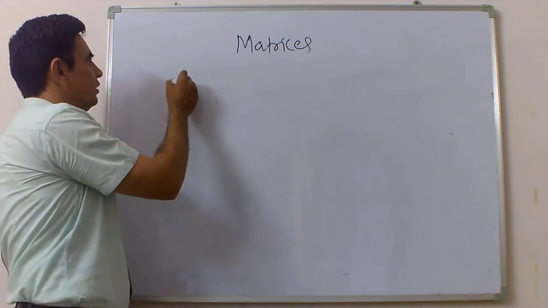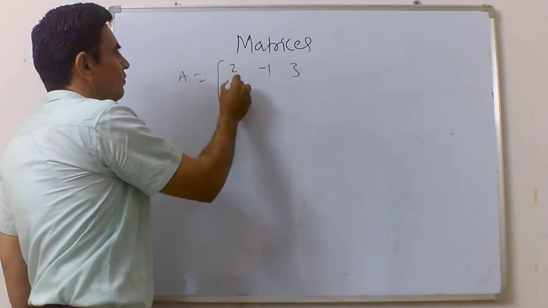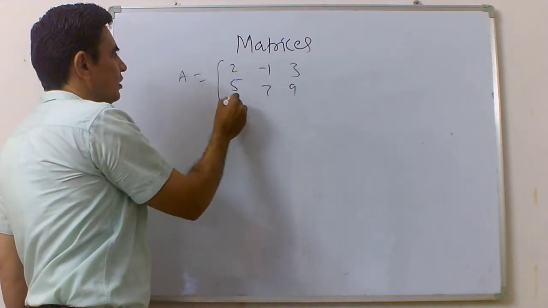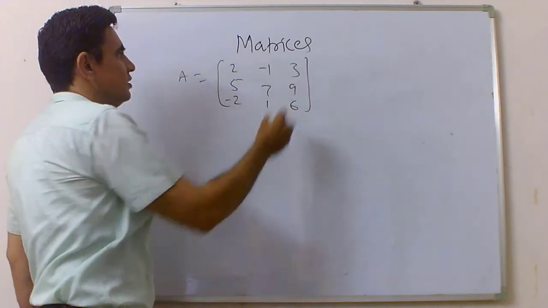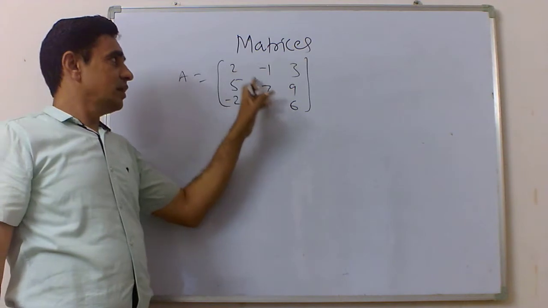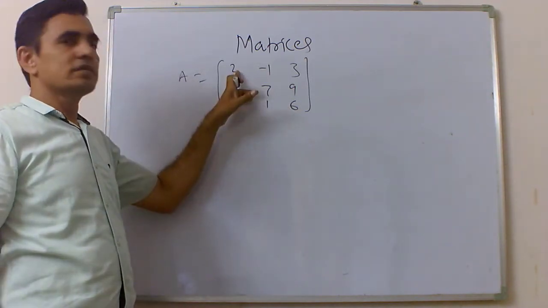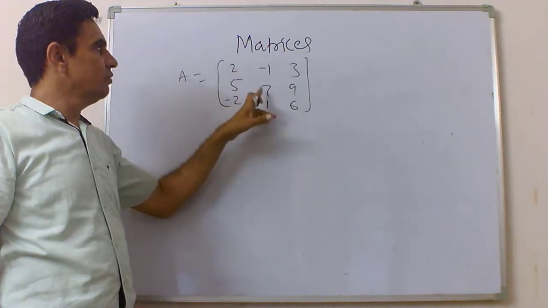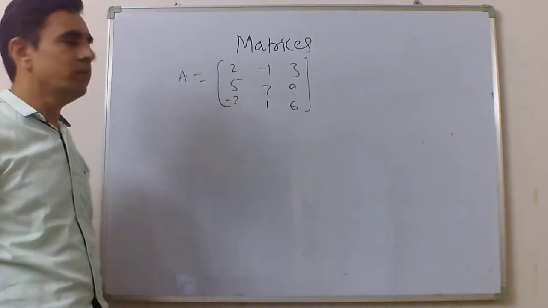A is a square matrix like this: 2, -1, 3, 5, 7, 9, -2, 1, 6. This is a square matrix. In this square matrix, these are the diagonal elements: 2, 7, 6 are diagonal elements. Its places are here a11, a22, a33, and the other remaining elements are non-diagonal elements.